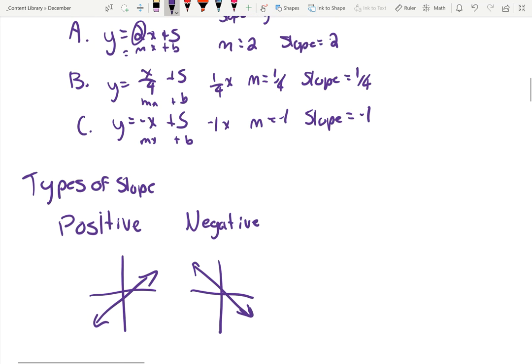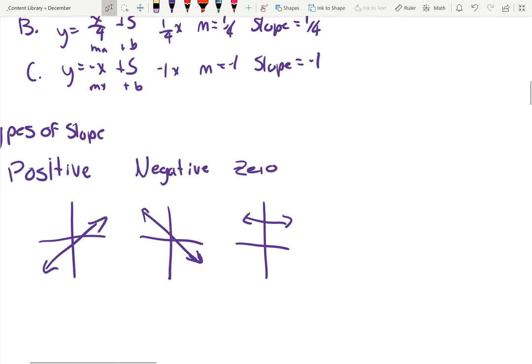Then you have the zero slope. So zero slope just means directly straight horizontal, right? Basically flat ground. And then you also have undefined slope. So undefined slope is another straight line, but it's going straight up and down rather than side to side. Okay, that's undefined. So you have those 4 types of slopes to be aware of.